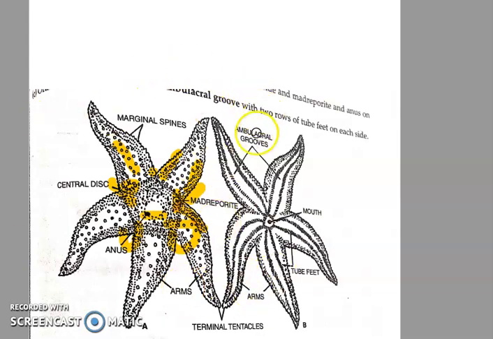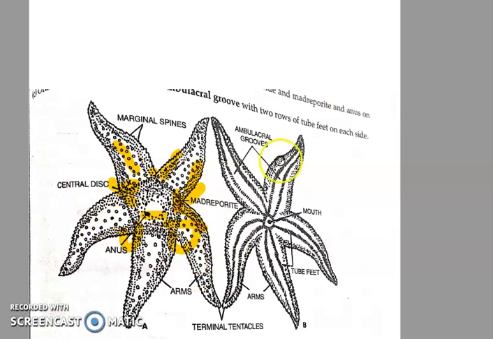Today's topic is life history of starfish. Before going into the life history of starfish, we should have a little bit of an idea of its general morphology. So this is pentamerous in shape, as you can see, star shaped. Starfish shows pentamerous radial symmetry.